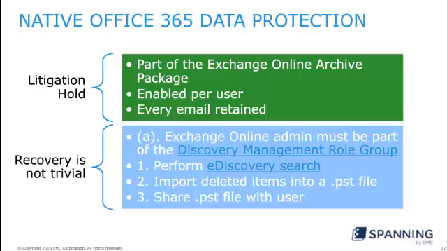First of all, whoever's your admin has to be part of a specific group called the Discovery Management Role Group. Then you can do an e-discovery search, which is basically: between these time periods and these parameters, show me all the emails that match my search. Then you can put those into a PST file, and then you share that with the user. So have you had to do this before, to help people recover emails from litigation hold?